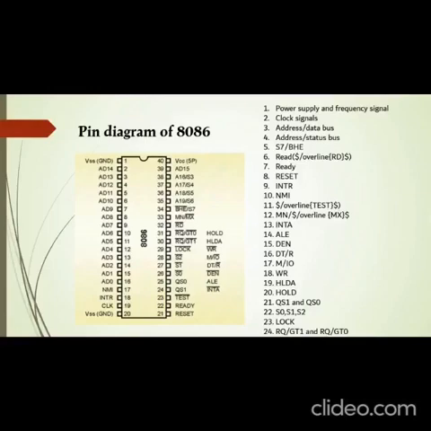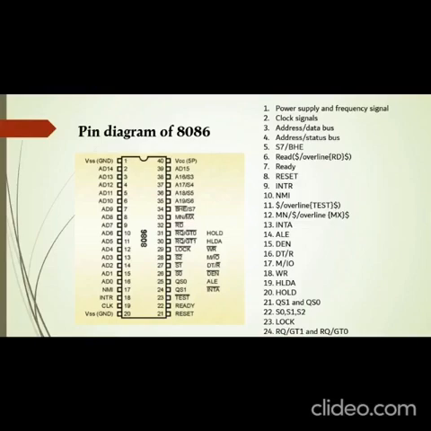Address and data bus, AD0 to AD15. These are 16 address and data bus lines. AD0 to AD7 carries the low order byte data and AD8 to AD15 carries the higher order byte data. And status bus, A16 to A19 and S3 to S6. These are the 4 address or status buses.